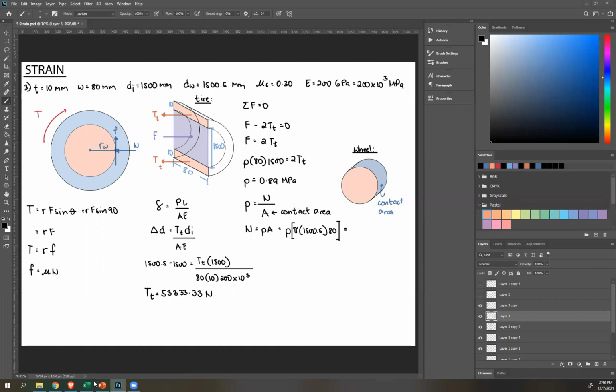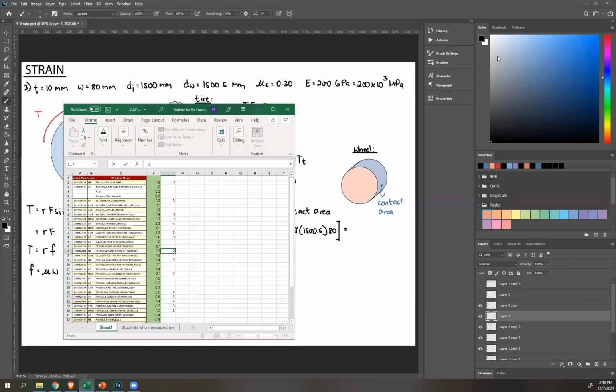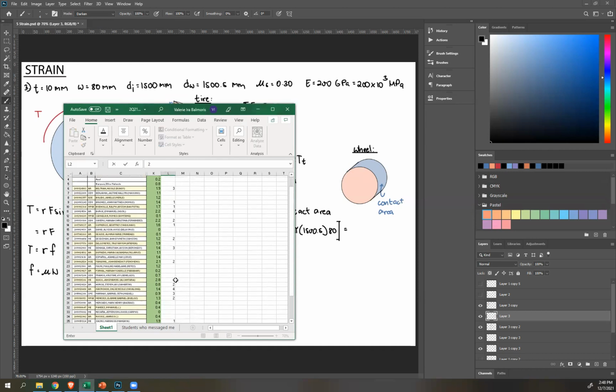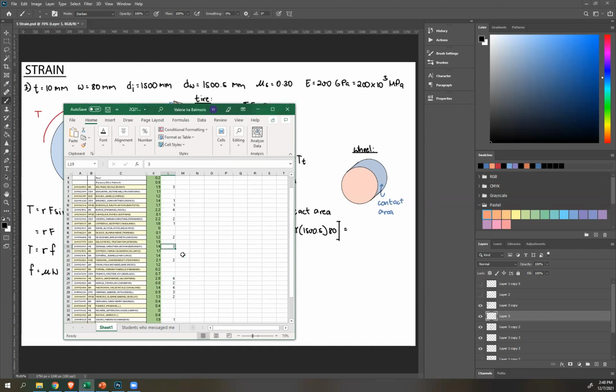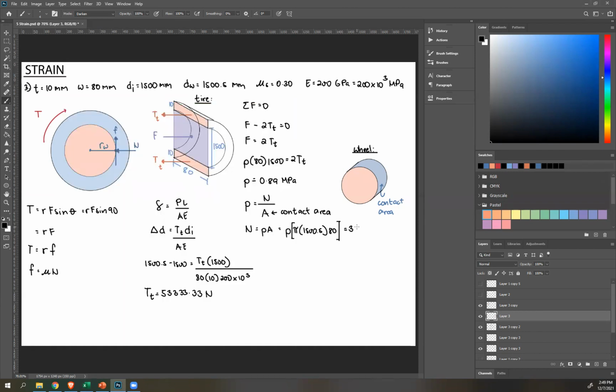Correct, Eric, Blau, and Christian Dinaga. Very good. So that's 335,214.92, and then the unit here is Newton. Okay, now I have N. I can figure out what T is, right? T is RF, F is mu N. So T equals R mu N.